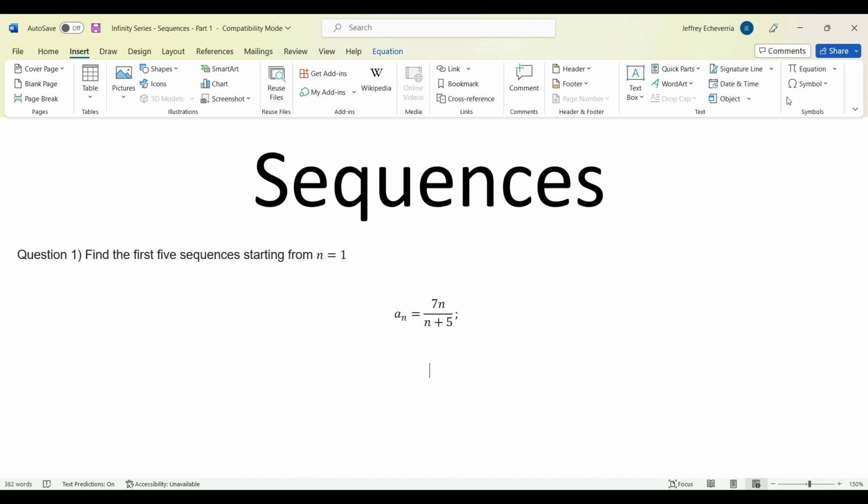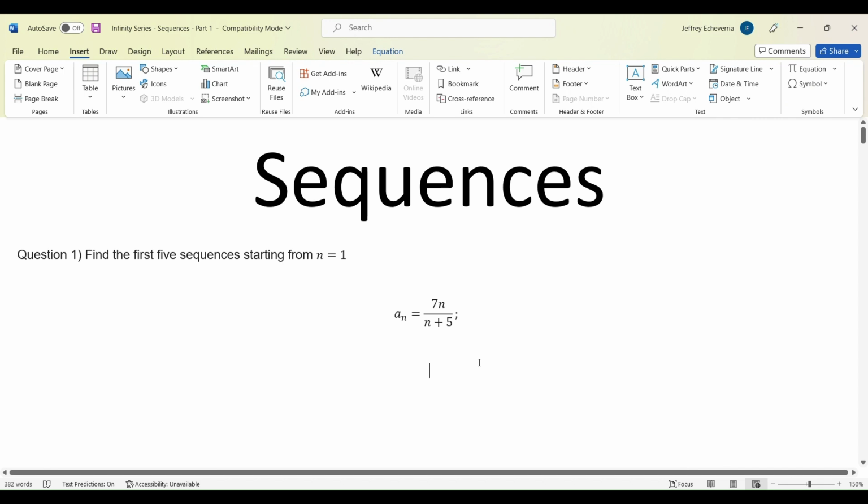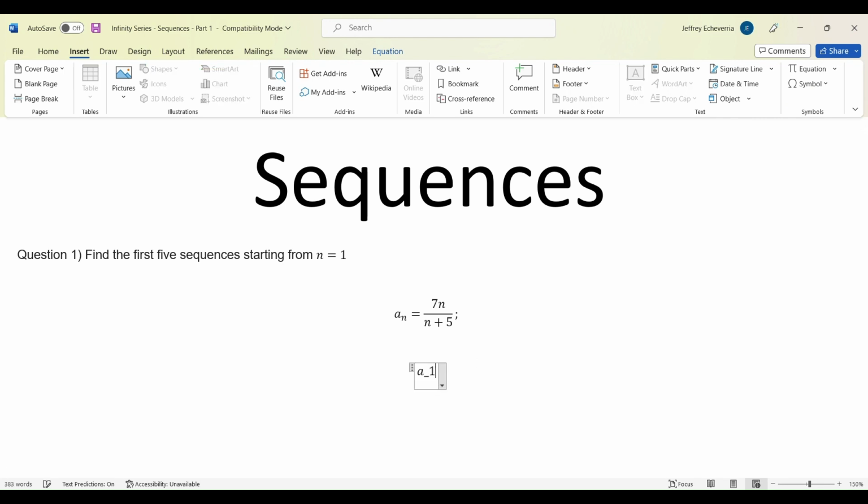So wherever we see an n, we replace it with the number that we want. We'll start with 1. So a sub 1 will be 7 times 1 for the numerator and 1 plus 5 for the denominator, which gives us 7 over 6. a sub 2 will be 7 times 2 over 2 plus 5, which will give us finally 2.